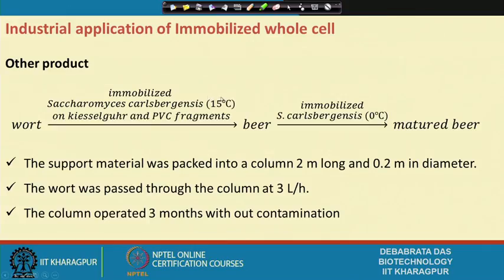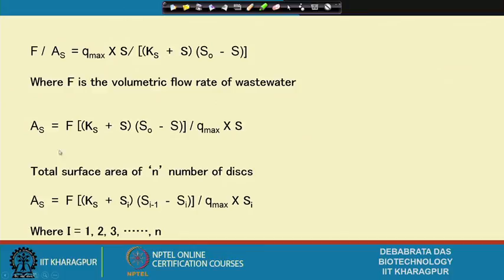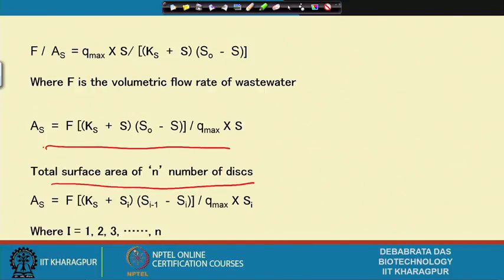F is the volumetric flow rate. Then we can write the equation in this form, and total surface area, there are n number of disks there. So, we can write a generalized equation, F into Ks plus Si, Si minus 1 minus Si, Q max by Si, where I stands for 1, 2, 3, 4 to n. This is how we can find out the total wetted area, because this wetted area is responsible for carrying out the reaction.